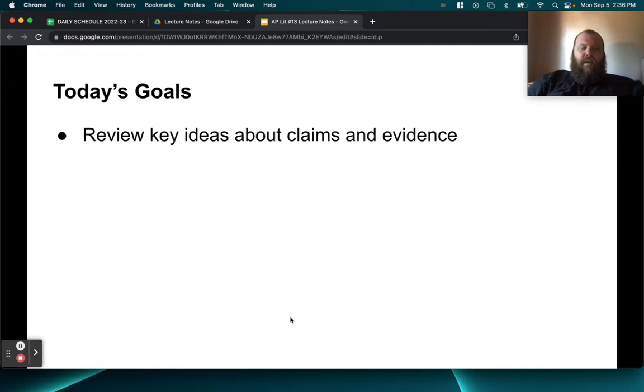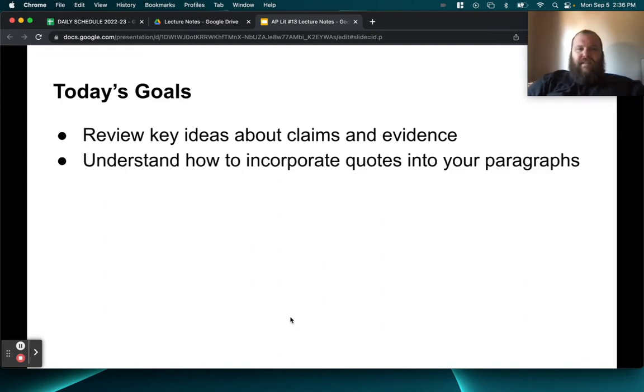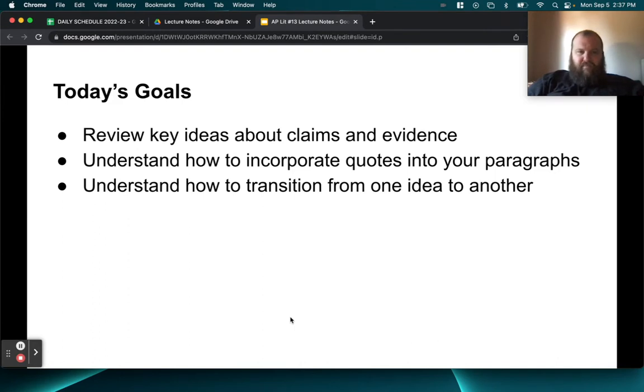So we're going to review the key ideas today about claims and evidence, and we need to understand how to incorporate quotes into our paragraphs. And so we're going to look at examples of that. Finally, understand how to transition from one idea to another. And I will give you a couple different ways to think through that, the transitioning from one idea to the next. But those are our goals for today.